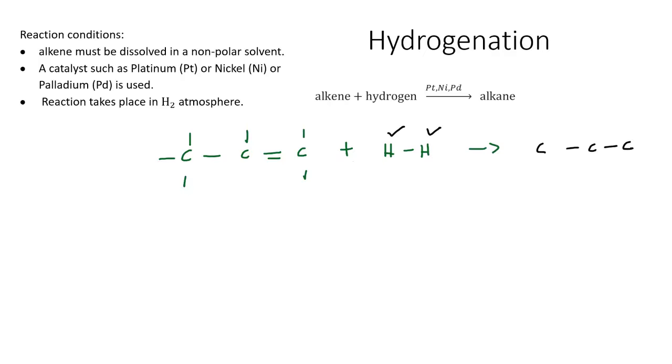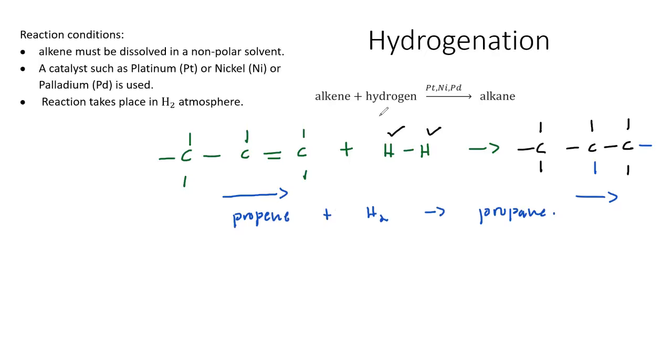What did I add? A hydrogen. What did I add? A hydrogen. So what's happening? From an alkene to an alkane. Let's be specific. From propene, the name, plus hydrogen to propane. I know I'm sounding funny, but you need to express it that way.